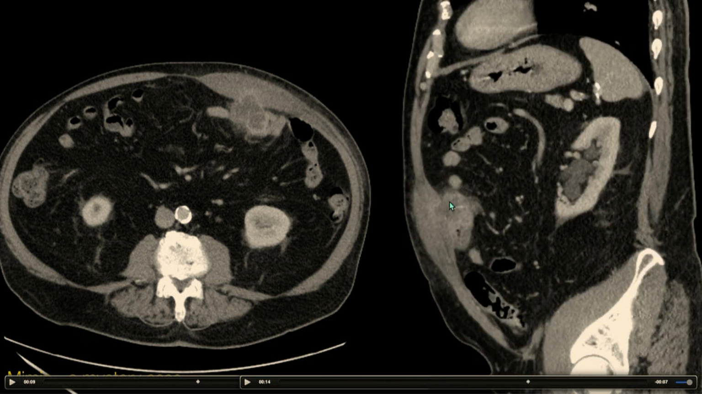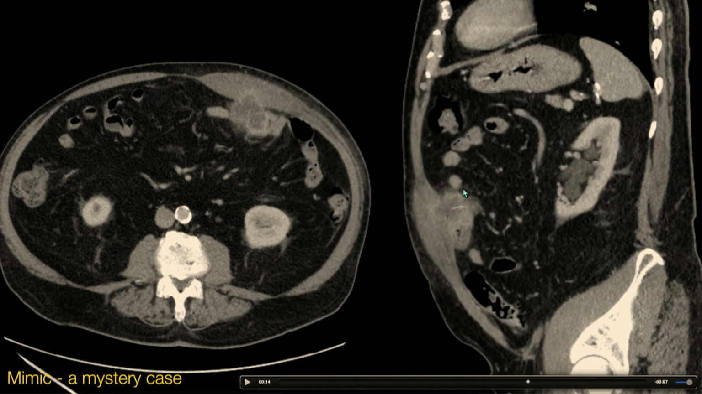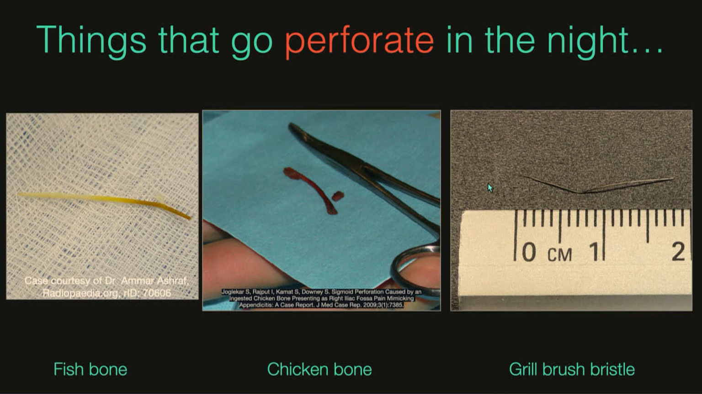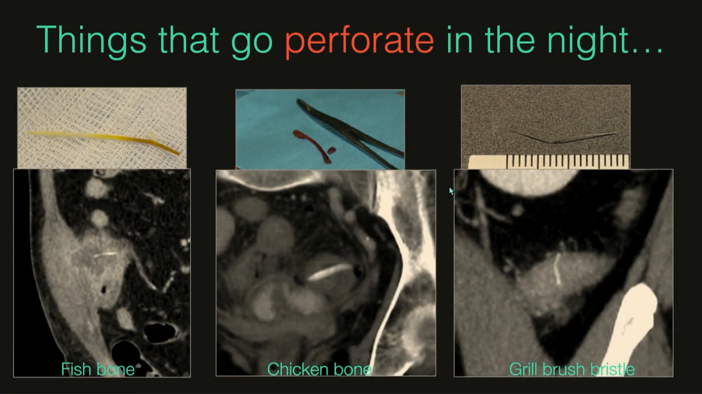So interesting case, right? There's this inflammatory collection, thickening of the rectus abdominis, and then this linear dense defect along the posterior margin. So any ideas of what this could be? Fishbone. There are things that go perforate in the night. We have fish bones, chicken bones, grill brush bristles. So these are things to be cautious of and be aware of the various appearances.